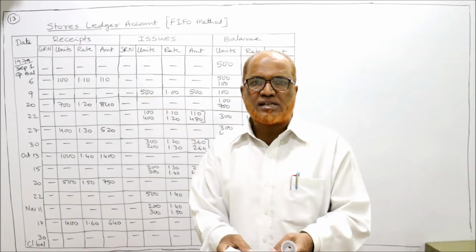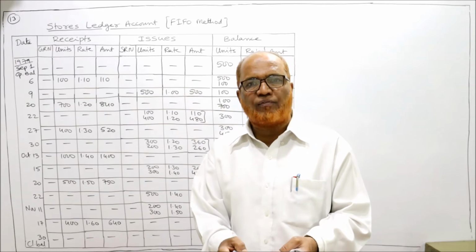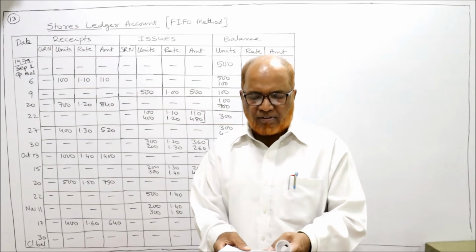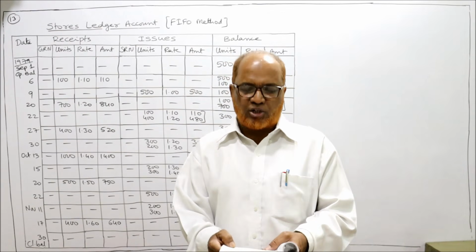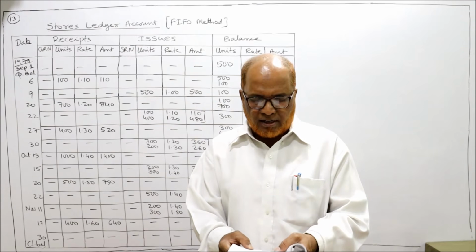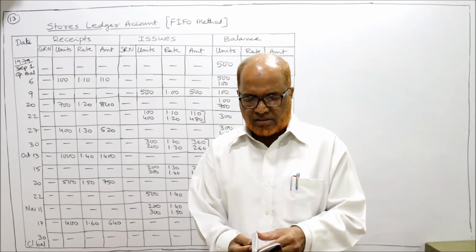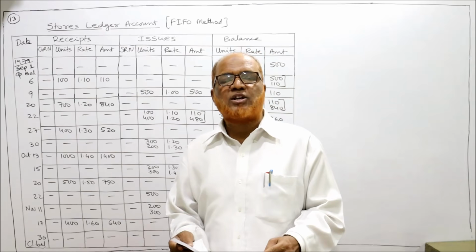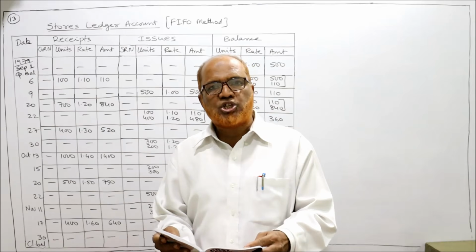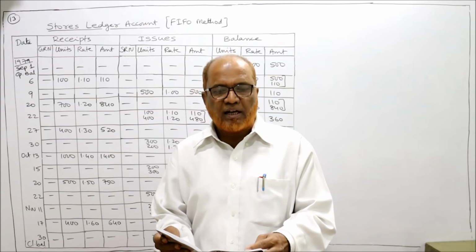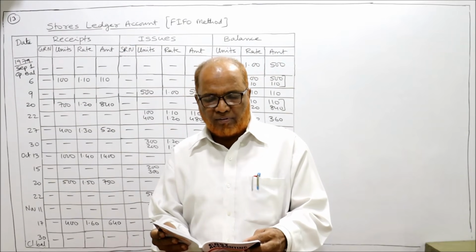September 6th, purchases 100 units at ₹1.10. September 9th, issued 500 units. Then September 20th, 700 units are purchased at 1.20. September 22nd, 500 units are issued. September 27th, 400 units are purchased at 1.30. Then September 30th, there is issue of 500 units. Then October 13th, there is purchase of 1000 units at 1.40. October 15th, issue of 500 units. Then October 20th, purchased 500 units at 1.50. Then October 22nd, issue of 500 units.